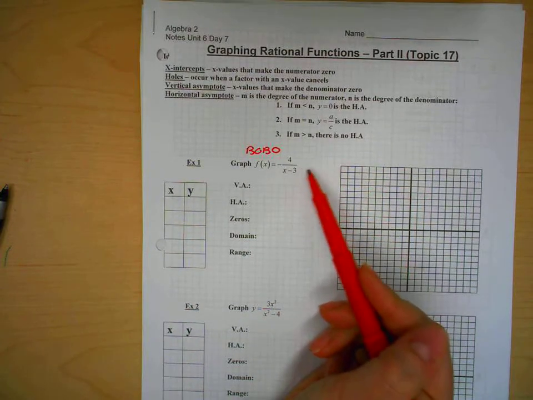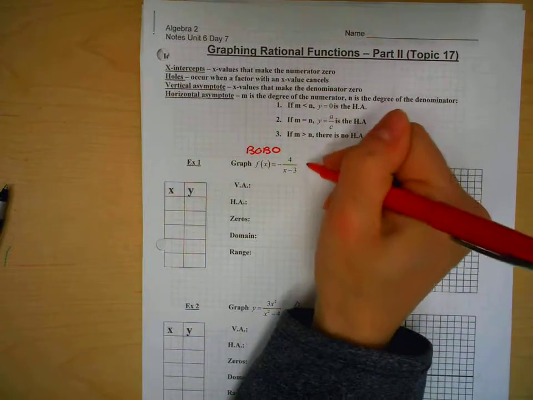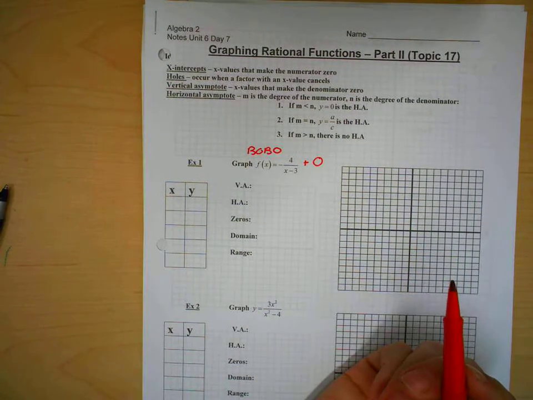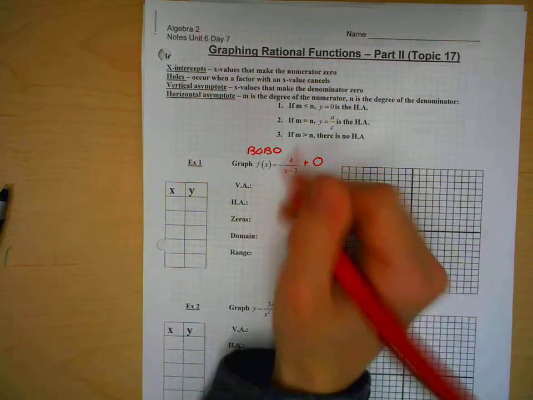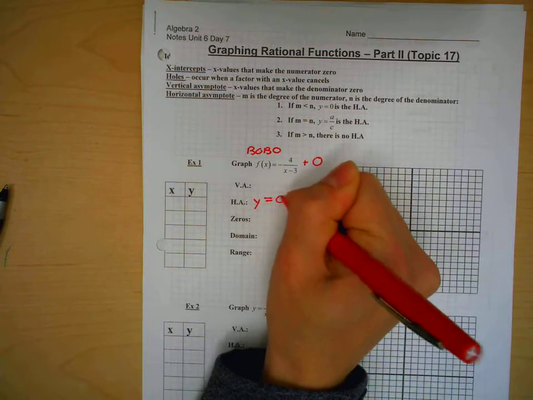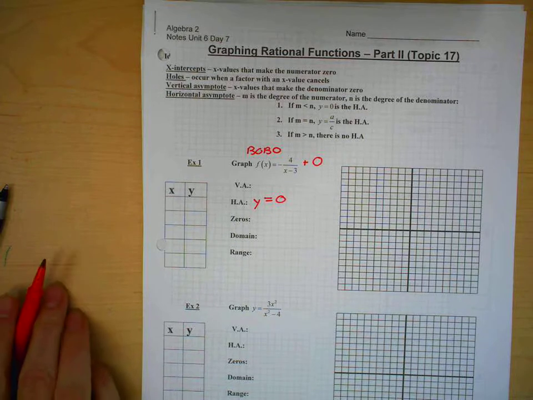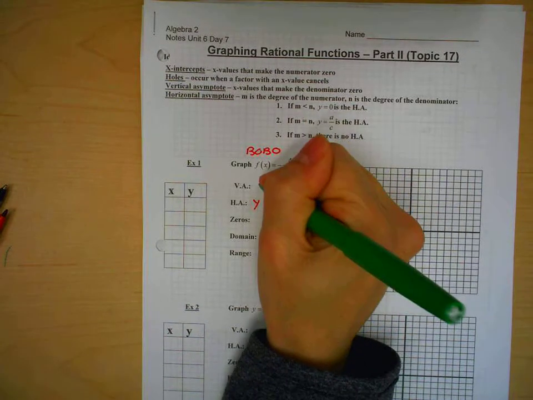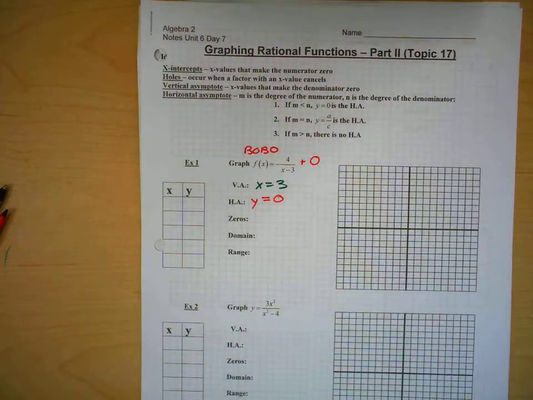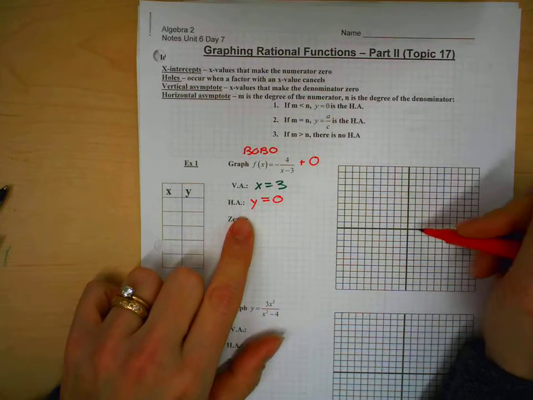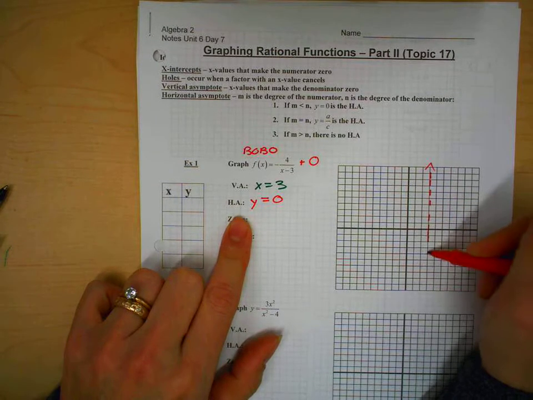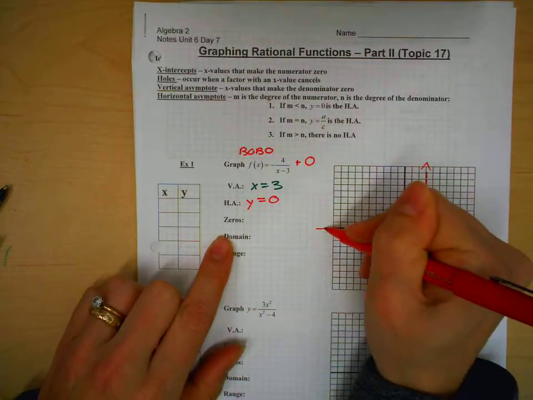And there is actually nothing after it. I mean, if it makes you feel better, we could write a plus 0, because that's what we've been looking at, what's after it. So that's my horizontal asymptote: y equals 0. All right, my vertical asymptote. What makes my denominator 0? 3. So I've got x equals 3. So let's put those on. Again, 1, 2, 3. Make sure you draw the vertical one vertically and the horizontal one horizontally.